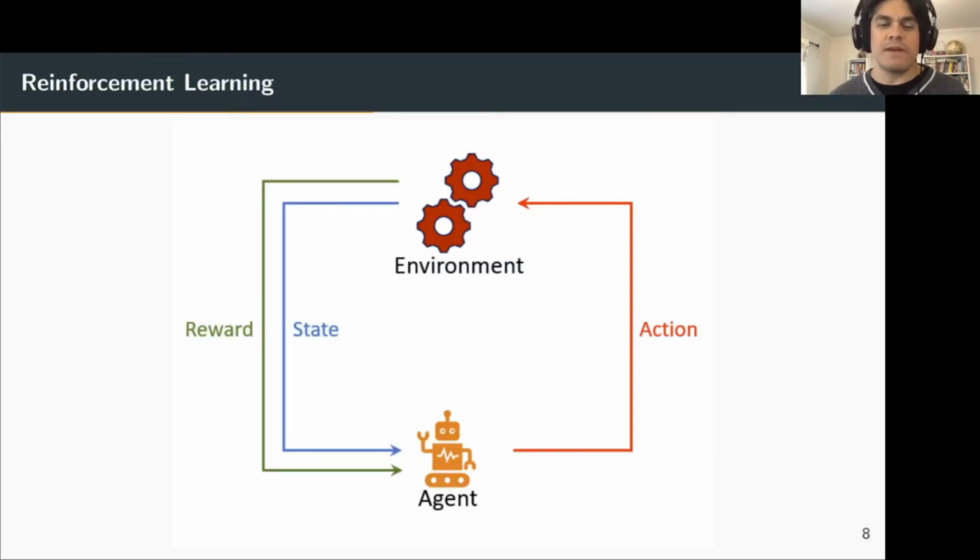In reinforcement learning, we have an agent that interacts with an environment by making a set of action choices. Every time an action is made, the environment returns the next state that the agent just transitioned to, as well as a numerical signal in the form of a reward or a cost. The agent then incorporates these signals, the next state and the reward or cost, in order to learn how to act more optimally.